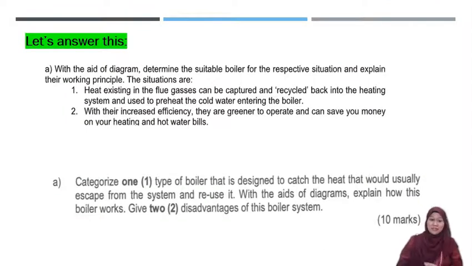Okay, these are some of the questions. With the aid of a diagram, determine the suitable boiler. Okay, they give the situation here. If you see the words recycle the heat or preheat water, all this is involved with the condensing boiler. Okay, we will discuss this in the live session afterwards.